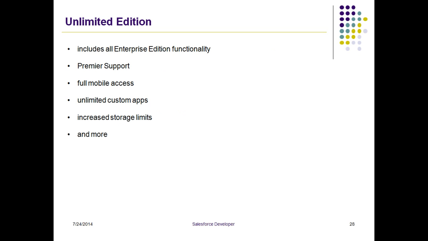Then there is an unlimited edition. So unlimited edition is pretty similar to our enterprise edition, but it does allow you to create unlimited custom apps. So feature wise, unlimited and enterprise are the same, but it has an increased storage limit, an unlimited number of apps which can be created, and premier support. So these are the things which are better in unlimited edition. Feature wise it's the same, right? So that is the thing.